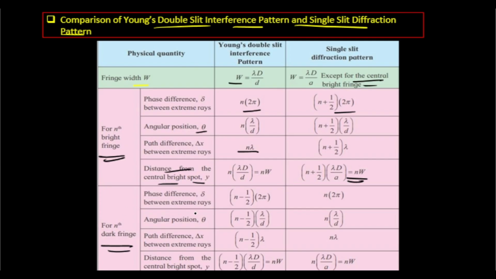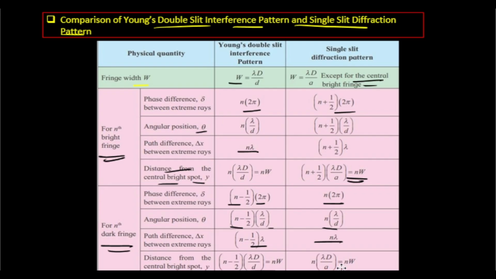For the nth dark fringe, we have (n minus half) multiplied by 2 pi here, and n into 2 pi here. You can see the difference while studying, so you can study it easily. Here we have the negative part, so you can get to know. Here it is the same, and the same applies over here: (n minus half) into lambda, and n lambda. So if we learn the nth bright fringe first, then we are also able to learn about the dark fringe as well. So it is easy to learn all these formulas.